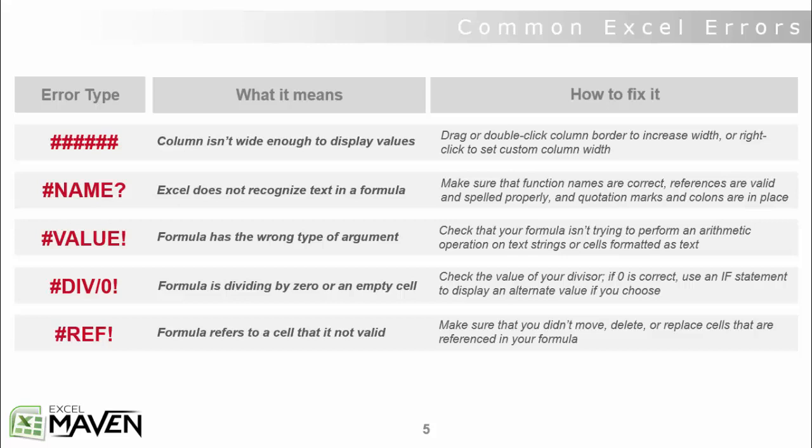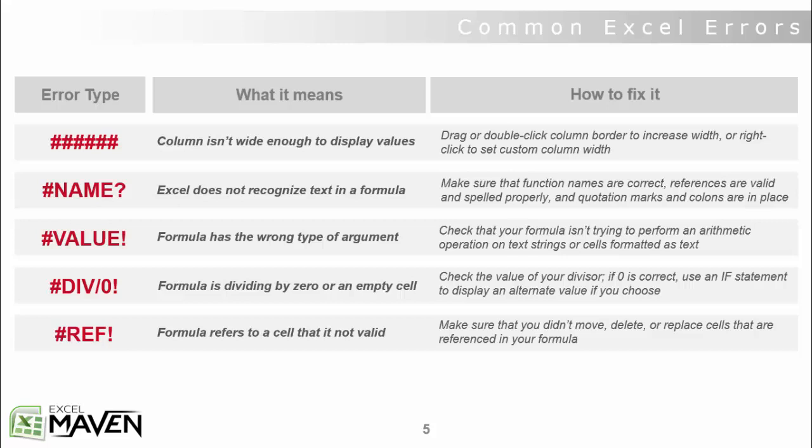The #VALUE! error means that the formula has the wrong type of argument. So just make sure that your formula is not trying to do something wacky like perform an arithmetic operation on text strings. Make sure you don't have values that may be accidentally formatted as text. If you try to multiply 8 by p, Excel is going to give you a value error.